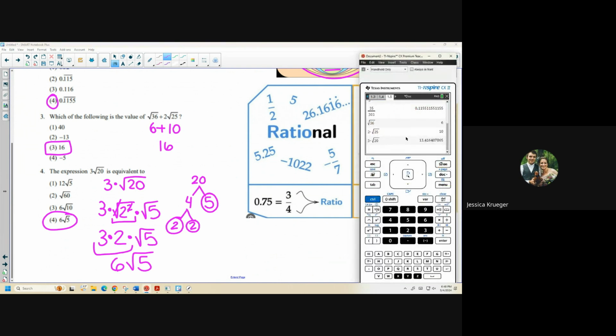Now to make sure it's the same, I'm going to type in 6 square root of 5 and hit enter. And I get that it's 13.41. It matches. Okay. So if it's multiple choice, you could plug in your answers and see which one gets you the same decimal.